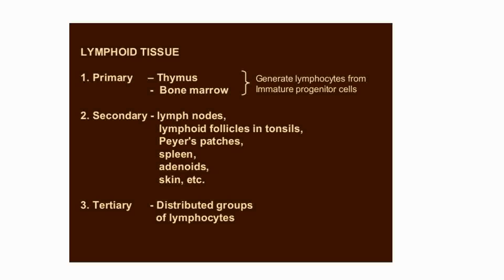The secondary lymphoid tissue includes the lymph nodes, lymphoid follicles in tonsil, Peyer's patches, spleen, adenoids and the skin, etc. Among these, we are going to see the lymphoid follicles in tonsil. Tertiary: all the distributed groups of lymphocytes come under tertiary.